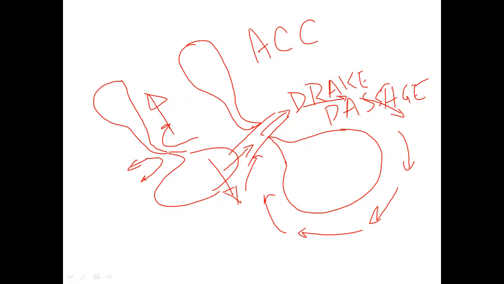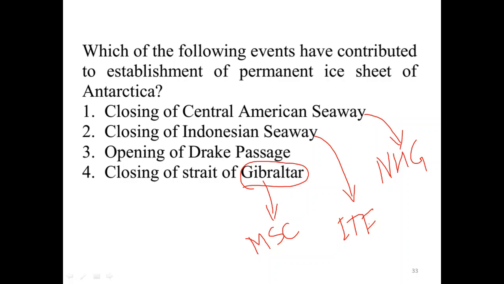Since this current was encircling Antarctica, it did not allow the warm water from the equator and tropical areas to come to the Antarctic coast. As a result, Antarctica became thermally isolated, and therefore it became a cold continent. So the correct answer would be the opening of Drake Passage.